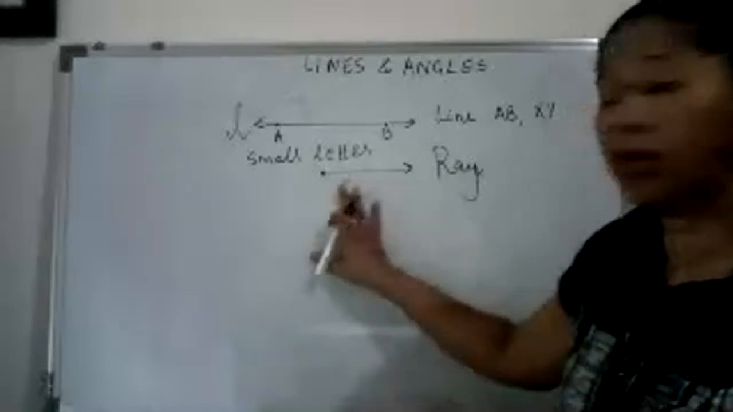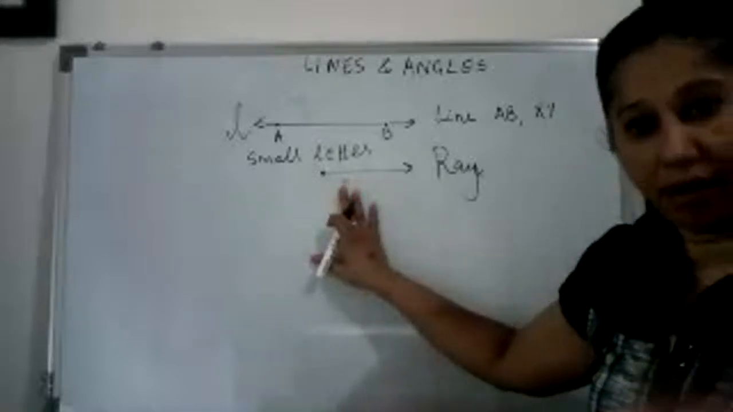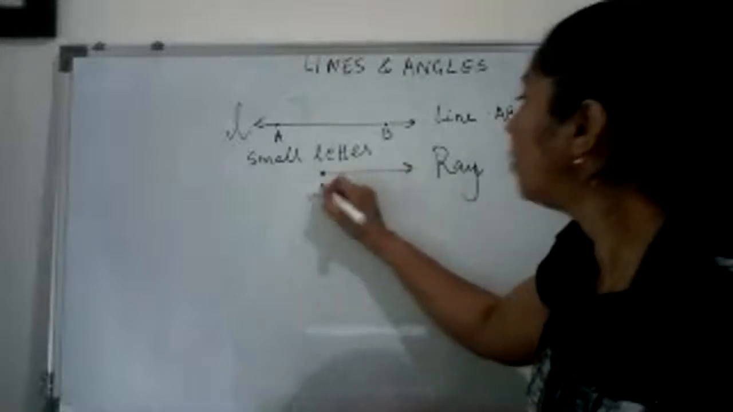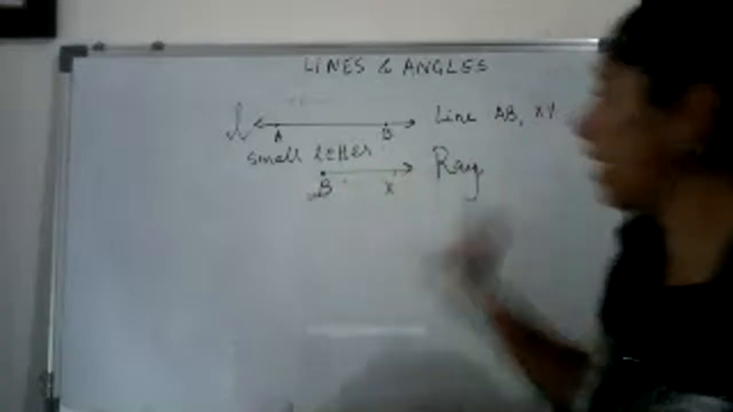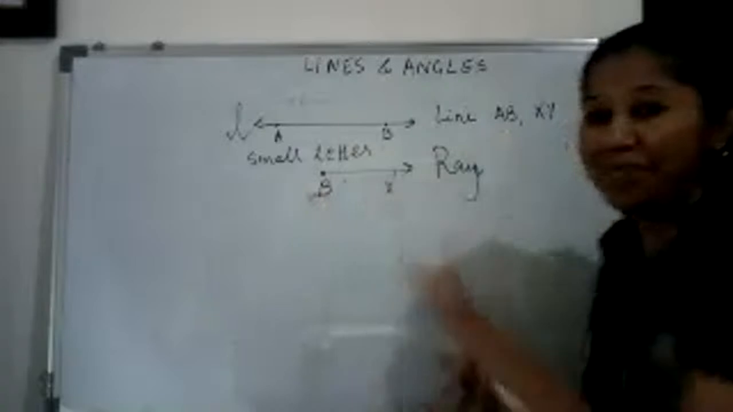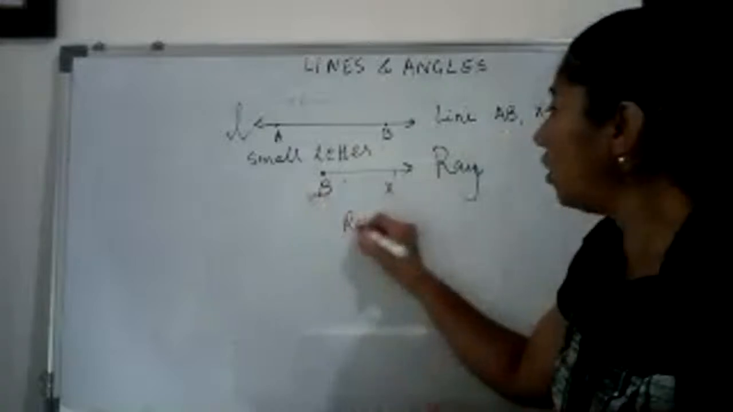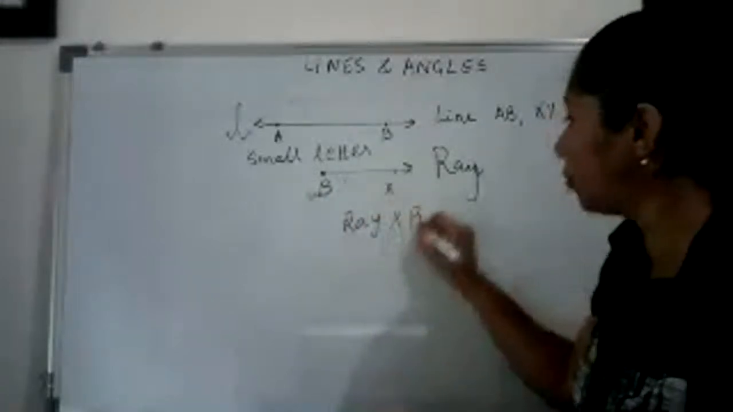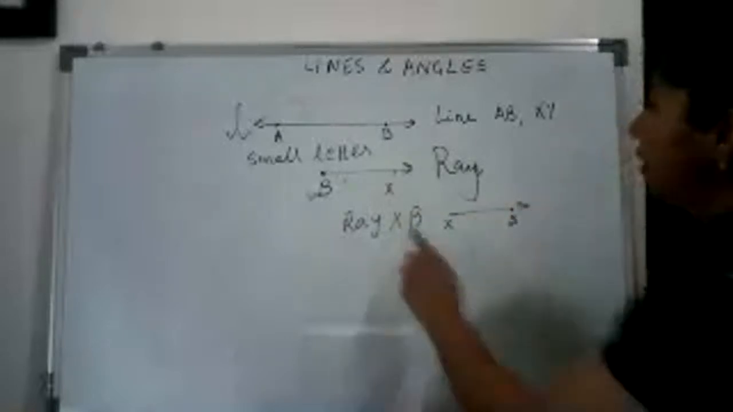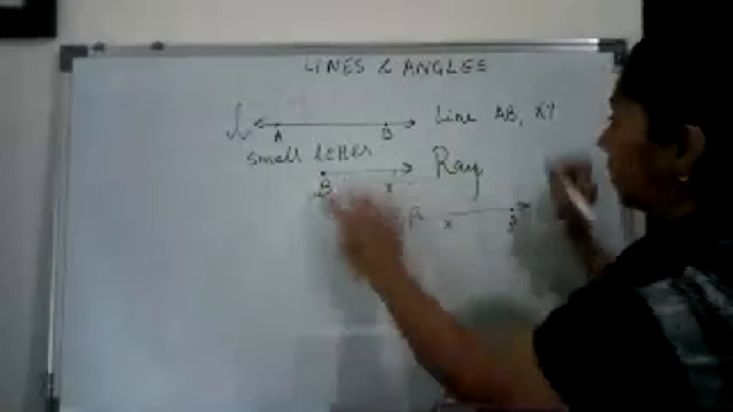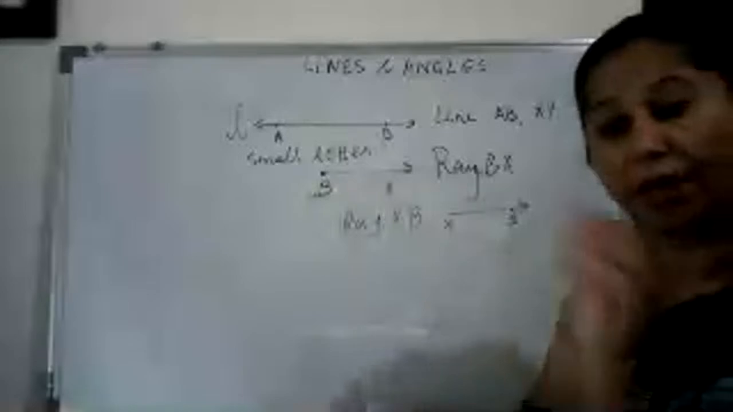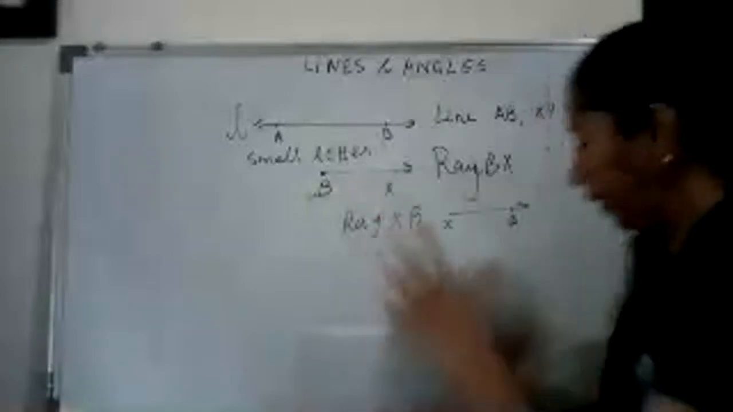When we talk about naming of a ray, it is always with the point first. Suppose I name this as P and I name this as X, then you will name it as PX. You can't name it as XP. It is not ray XP. If somebody tells you to draw ray XP, then you have to name this as X and this is P. It's always the pointed part first. So what is the name of this ray? PX. I hope this is clear: first the point part and then the extended part.